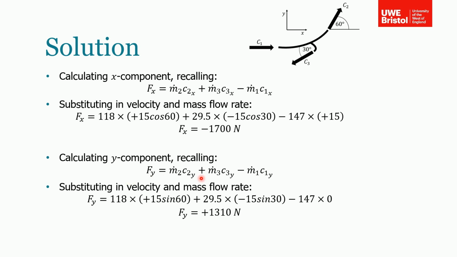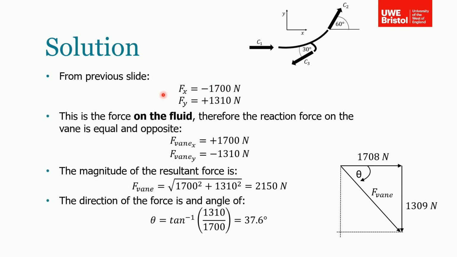We do the same thing for the y component, so we plug in the values that we've previously found, and if we work them all out, that gives us a value of plus 1,310 newtons in the y direction. So just to summarise, the force that's acting on the fluid, and notice it is on the fluid, is a force in the x direction of minus 1,700 newtons, and a force in the y direction of plus 1,310 newtons.